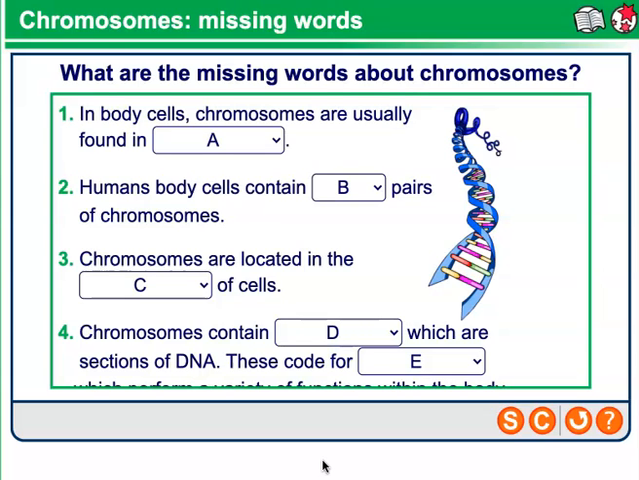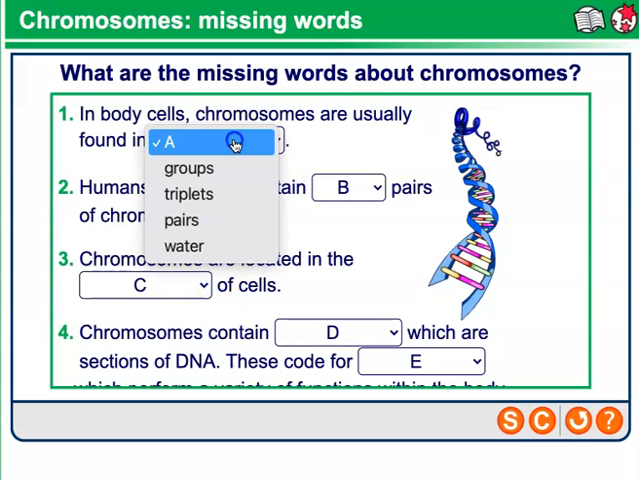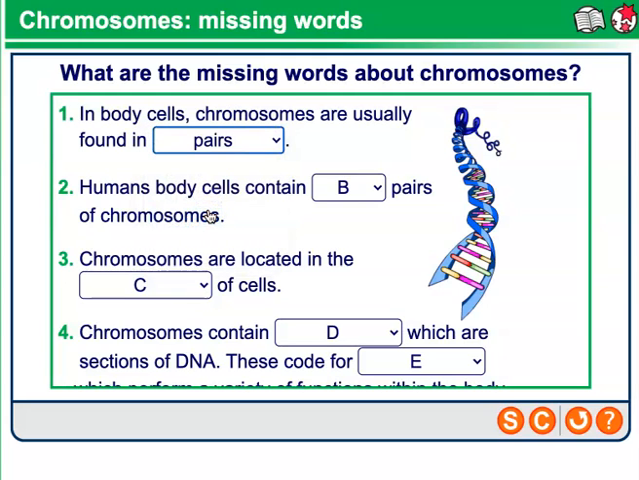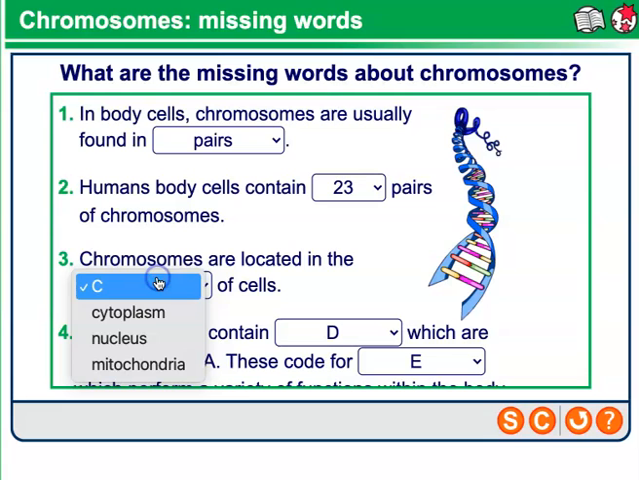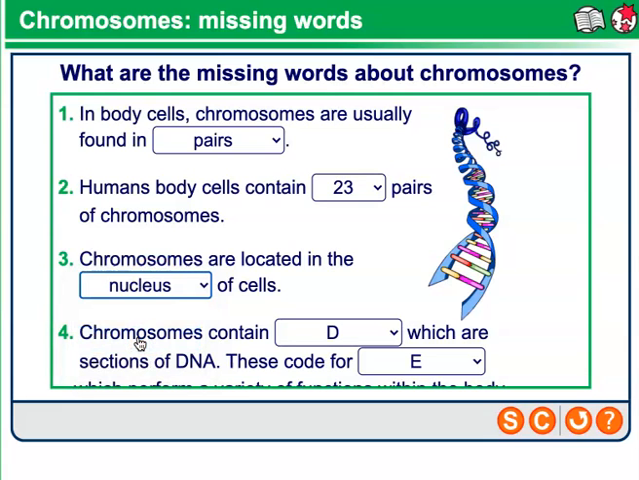So let's fill out the missing words. In body cells, chromosomes are usually found in pairs. Human body cells contain 23 pairs of chromosomes for a total of 46. Chromosomes are located in the nucleus of cells.